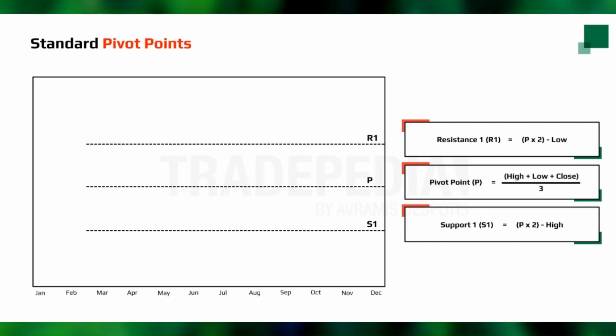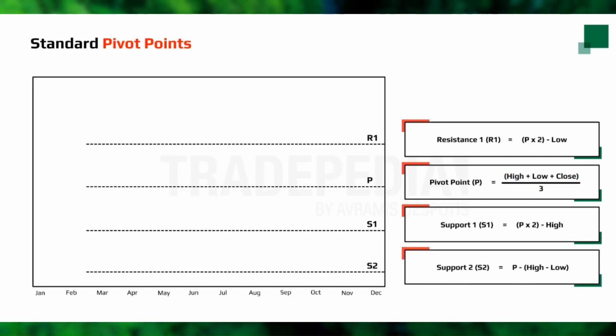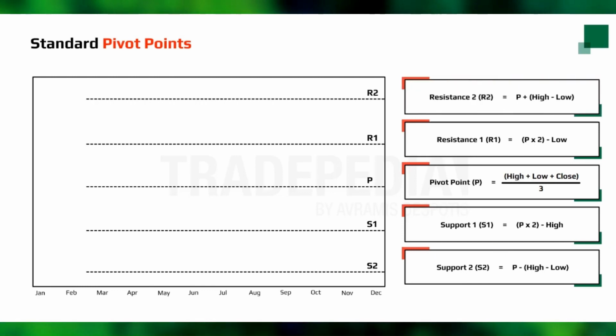An additional support level can be found by subtracting the range of the previous period from the main pivot point. An additional resistance can be found by adding the range of the previous period to the main pivot point.